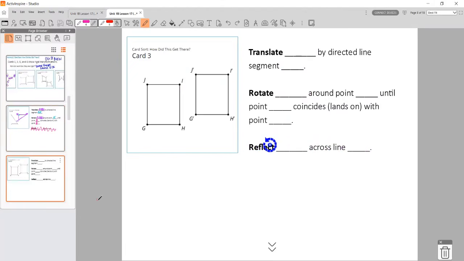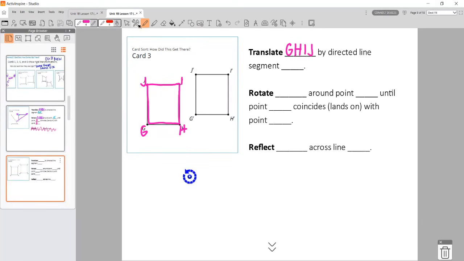Okay, so card number 3. So now we're going to be, again, taking the original. So here's the original because it doesn't have the primes. And we're going to be moving this one onto the other one. Now they're not touching each other, so we're going to need to get them to touch each other.